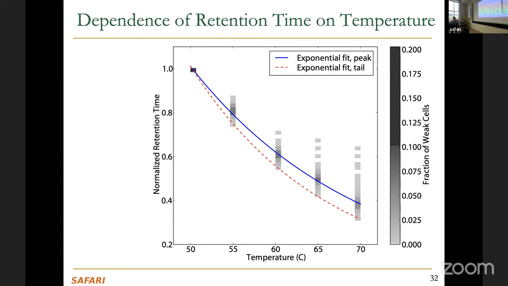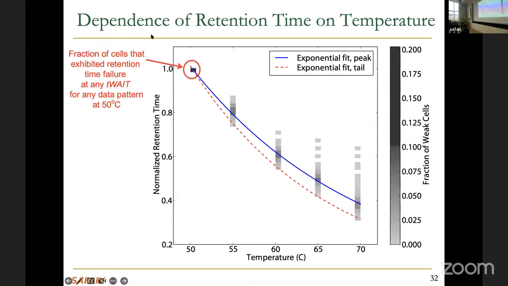Basically, we analyze the dependence of retention time on temperature, and prior work reported very clearly there is a strong dependence of retention time on temperature, and our results actually agree with prior work. Let's take a look at what we did. Basically, this is temperature on the x-axis and normalized retention time on the y-axis. So this normalized retention time contains the fraction of cells that exhibited retention time failure at any T wait value for any data pattern at 50 degrees Celsius.